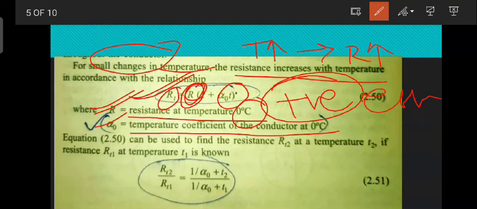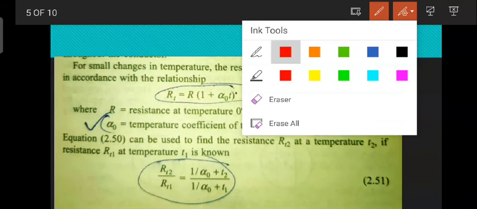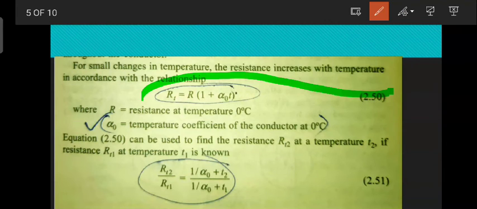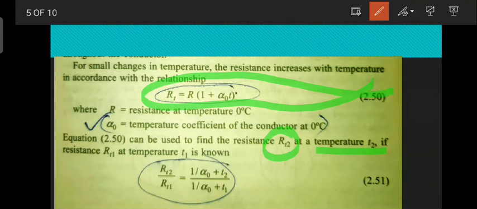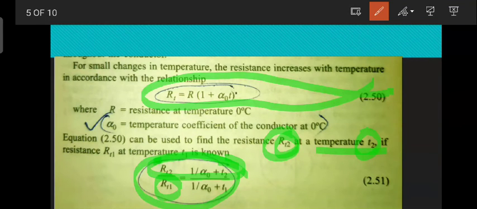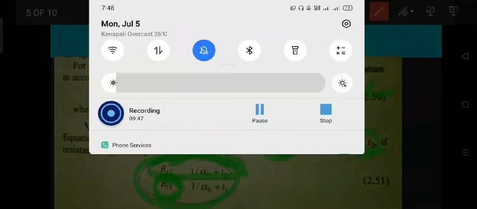And this equation can be used to find the resistance RT2 at temperature T2. At temperature T2, resistance RT2 is equal to this, so by dividing, we can also find the T2 resistance. If we want to find T1, and we know the resistance RT2, then we can find the resistance RT1. Okay, I think it is clear to you.